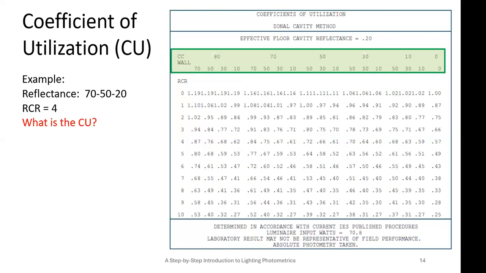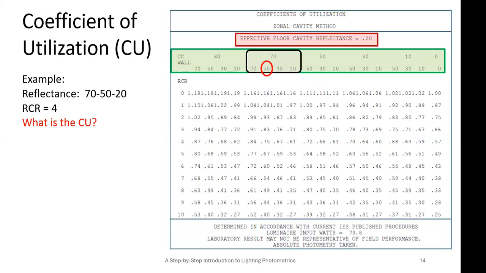So we're going to pick 70 for our example. Then we have the wall reflectances, and under each one of the ceiling, we have a 70, a 50, a 30, and a 10. So let's take a look at our example. We've got a 70 on our ceiling. We've got a 50 on our walls. Now we have an effective floor cavity of 20%.